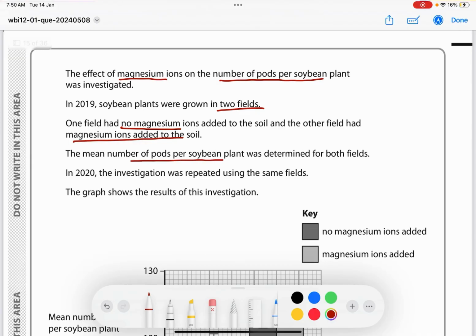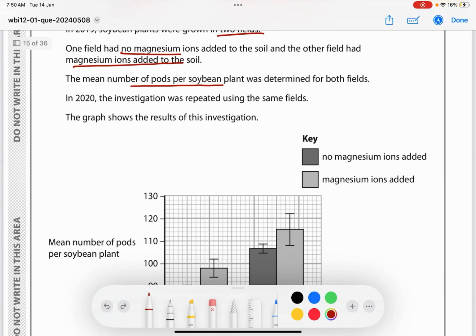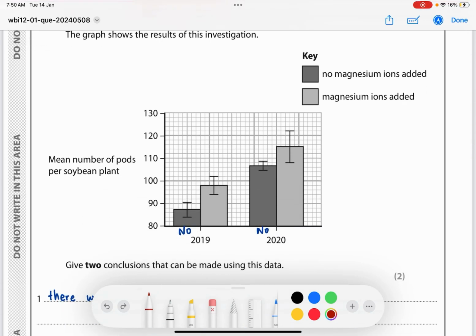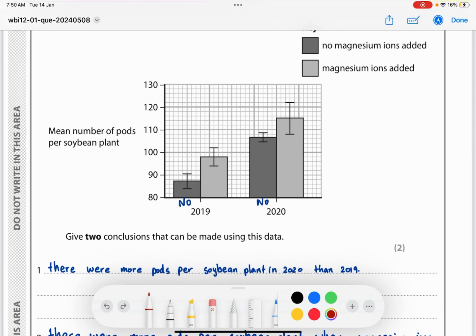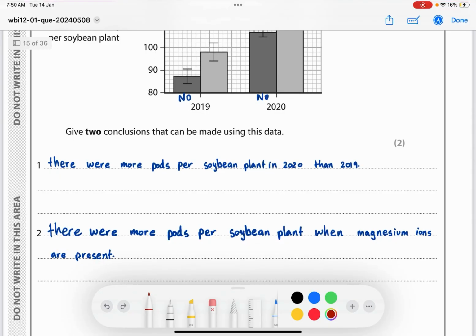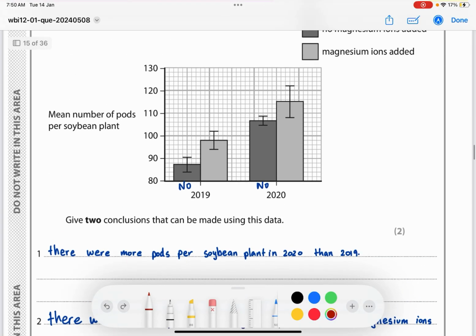The mean number of pods per soybean plant was determined for both fields, okay? And then we repeated the same experiment in 2020 and recorded the results. So let's see. We have the graph over here. Give 2 conclusions that can be made using the data. First conclusion is that there were more pods per soybean plant in 2020 than in 2019, right? As you can see. And then second point is that there were more pods per soybean plant when magnesium ions were present. Here we have no magnesium. Here we have magnesium, no magnesium, magnesium. So we can see that, yes, there is a difference and an increase.